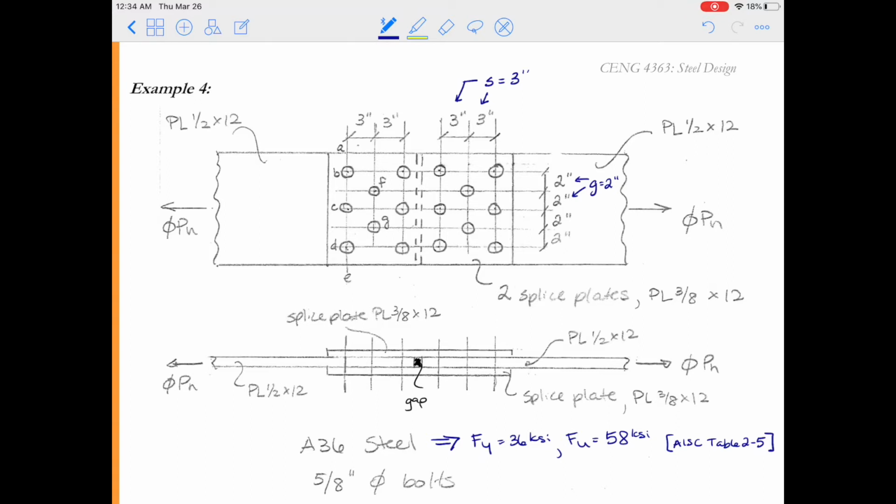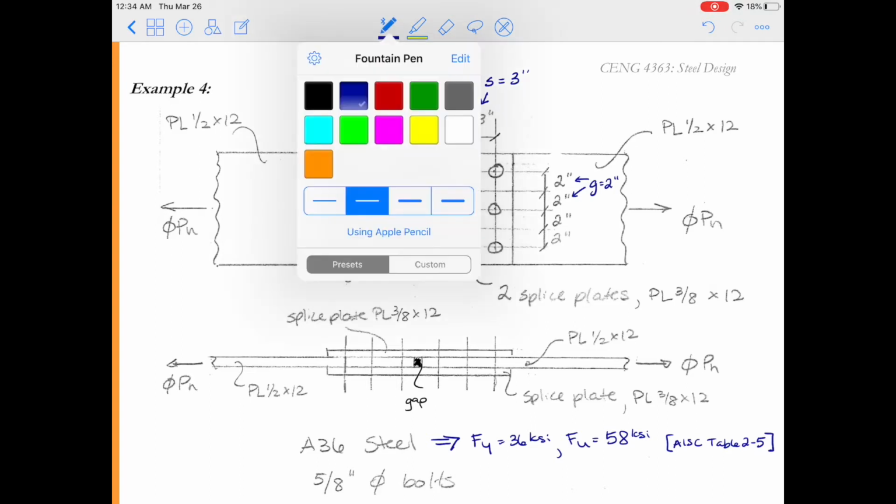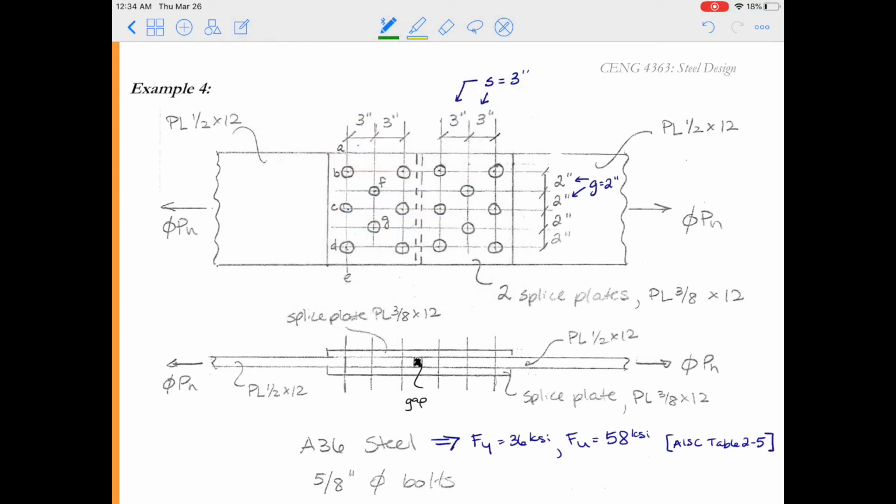All right, we have to determine which fracture path is going to be critical. So I've given some letters here to help us. Now the first fracture path you would probably want to check is along the leading edge of the connection. So this is going to assume that the plate is just going to break all the way across this front line of bolts. And again, we're examining the PL 1/2 by 12 member. So the leading edge of the connection is ABCDE.